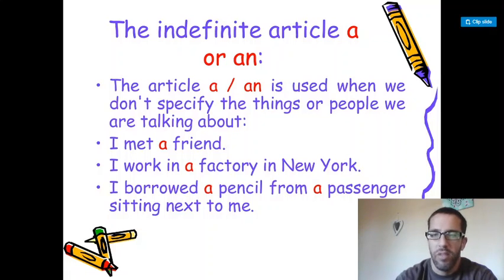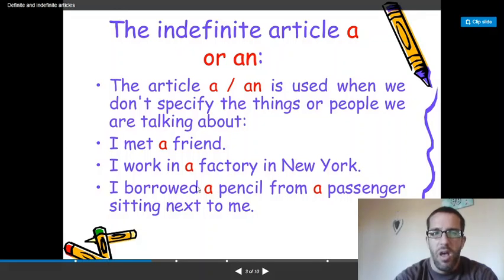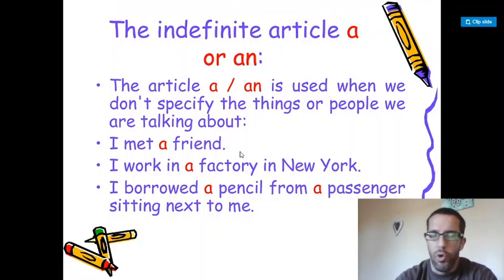Let's have a look at what I mean by that with a couple of examples. The first sentence I've got there is, I met a friend. Now, we don't know exactly who that friend is. It could be any friend. We're not specific about what friend it is. It's just a friend.